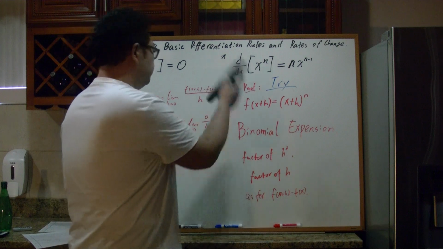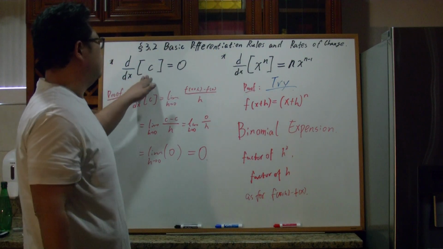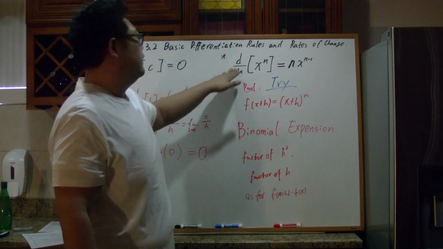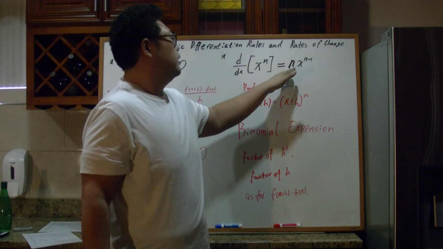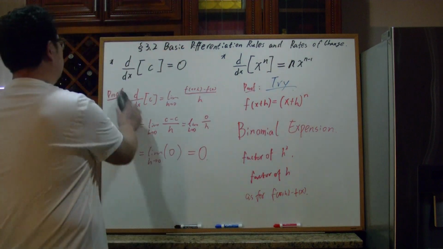So try them. But the conclusion is that the derivative of a constant will be 0 and the derivative of x to the n power, we take n down as a coefficient times x to the power n minus 1. Right? You will see where it's coming from.